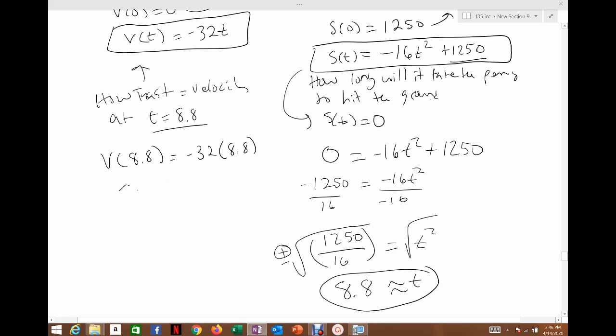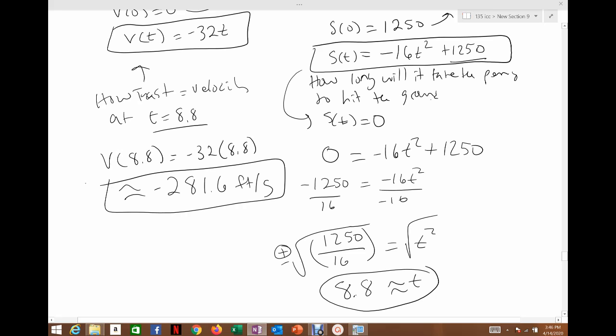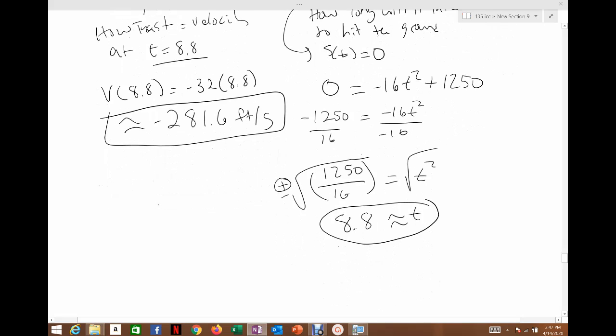Alright, so about negative 281.6 feet per second, right? Because we're in feet and seconds. Negative means it's moving downward at that time, and it is, right? It's being dropped. Which, to put it in context, is about 190 miles per hour, in case you're curious.